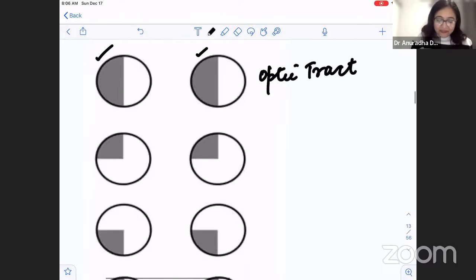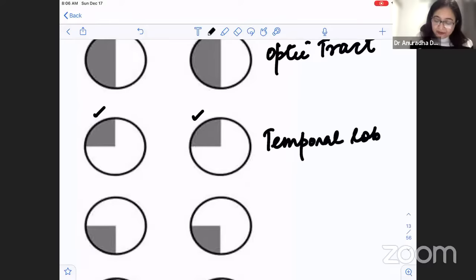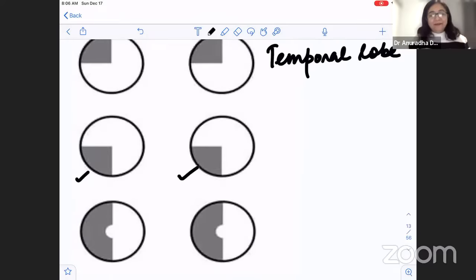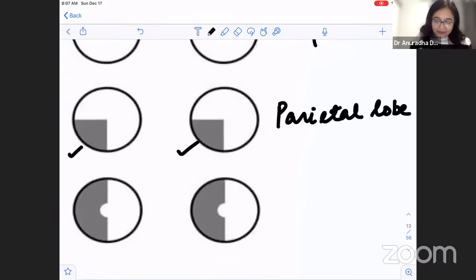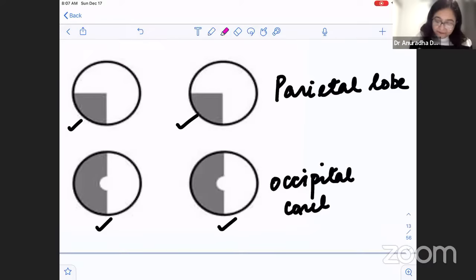When the lesion is pie in the sky, then it is the temporal lobe, again on the contralateral side. In this case, it is the right temporal lobe lesion. When the lesion is pie on the floor, this is the parietal lobe, again contralateral. Here, the right parietal lobe is involved. And when the lesion is homonymous hemianopia with macula sparing, the site of the lesion is the contralateral occipital cortex.